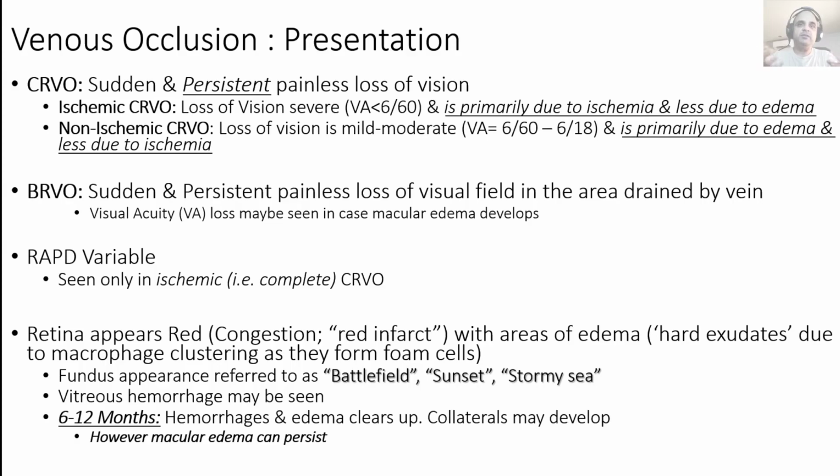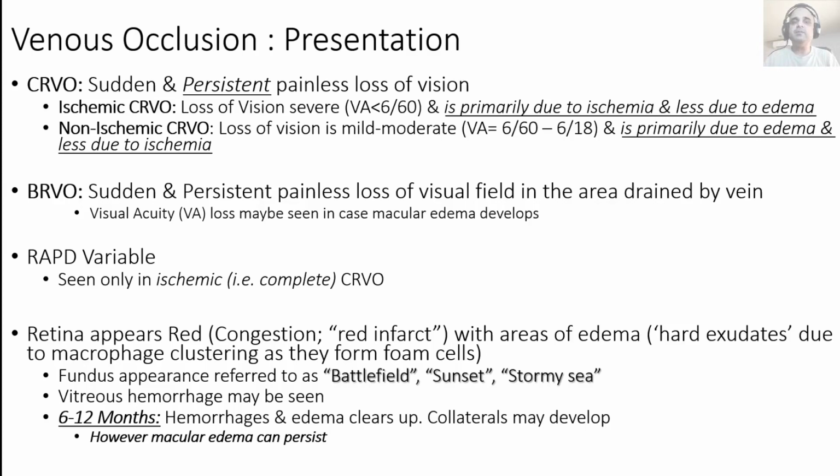And you see a lot of blood or a lot of hemorrhages simply because of the back pressure. The blood is coming in through the artery, but it's not being drained away by the vein, so the tissue becomes red. You might also see vitreous hemorrhages. These hemorrhages are cleared over a period of 6 to 12 months, and they are cleared up as collaterals develop, so some venous drainage starts off again.